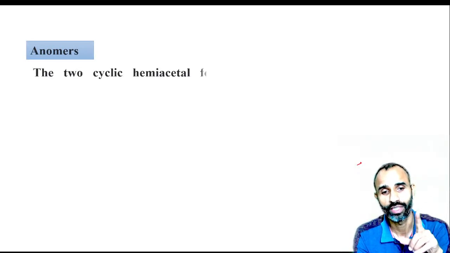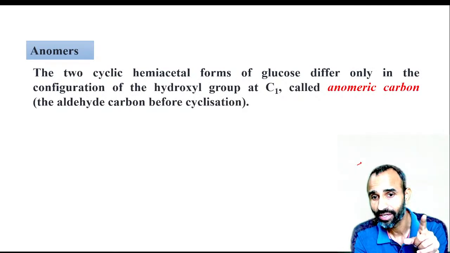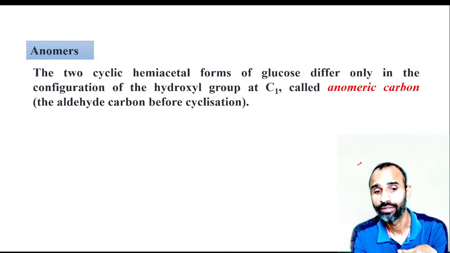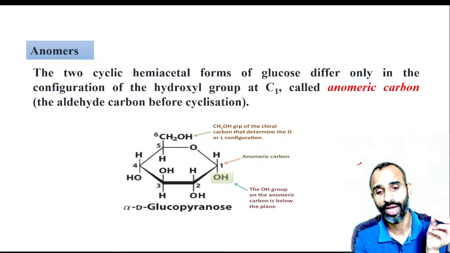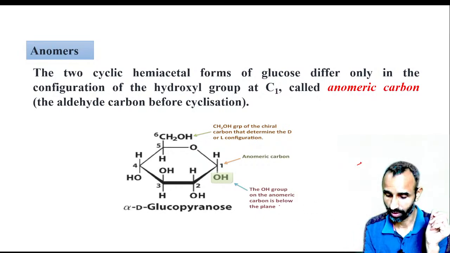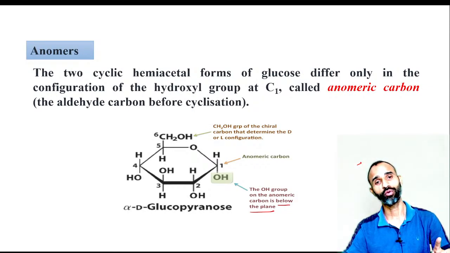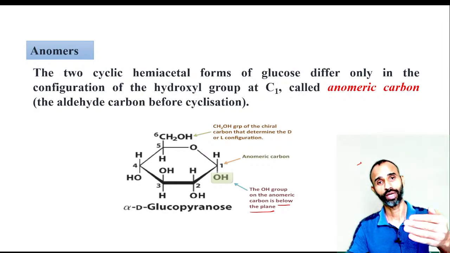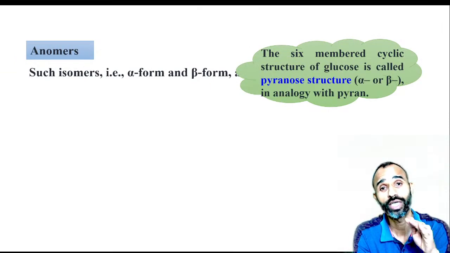Yes, the two cyclic hemiacetal forms of glucose differ only in the configuration of the hydroxyl group at C1, and that is called the anomeric carbon. The aldehyde carbon before cyclization is called the anomeric carbon, and that's why it is called anomer. Two are anomers. OH on the anomeric carbon below the plane is called alpha D glucopyranose, and if it is on the top above the plane, that is called beta. These isomers, alpha form and beta form, are 6 membered cyclic structures. They are called pyranose structures.